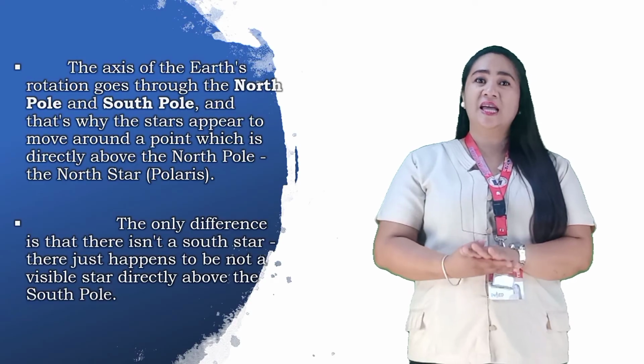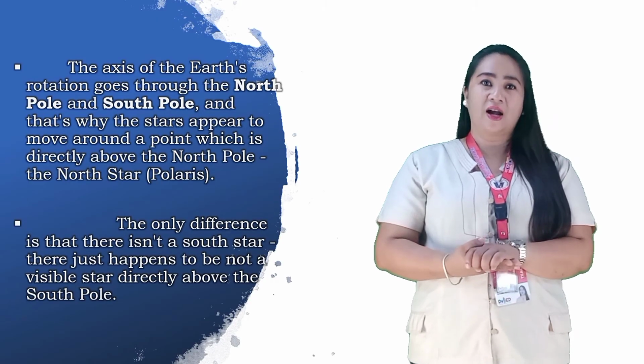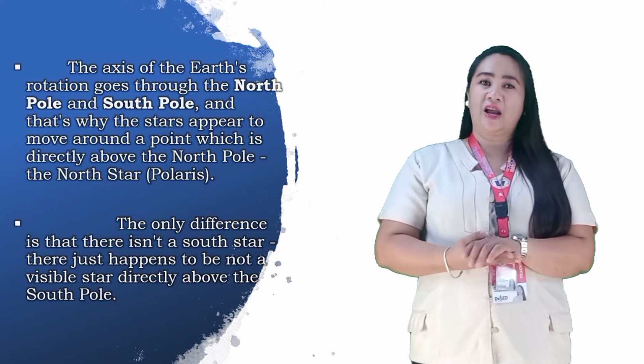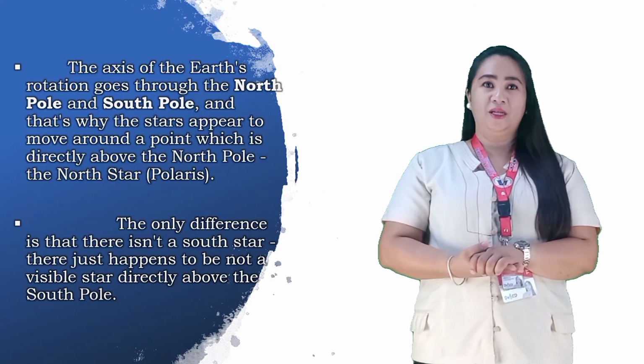The star is nothing special. It's just a star that happens to be right above your head when you're at the North Pole. In the Southern Hemisphere, there is a similar pattern. The stars appear to rotate around the point directly above the South Pole. The only difference is that there isn't a South Star. There just happens to be no visible star directly above the South Pole.